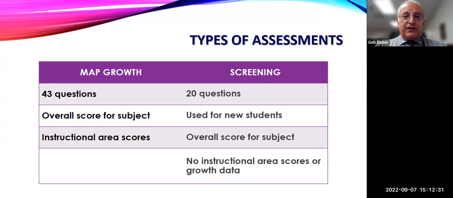So there's two major types of tests within this system. I wanted to briefly give you an overview of what they look like, and I'm going to show you what those tests are as we move forward. There's MAP Growth, and that is the primary test we're going to be giving to our students. It's approximately 43 questions long, at every single grade level. So whether it's kinder all the way through the 12th grade, it's 43 questions.